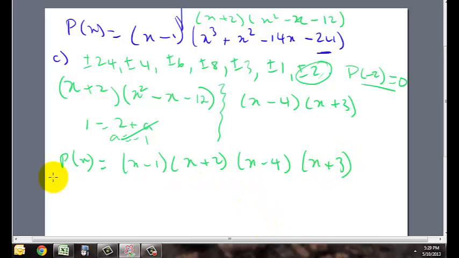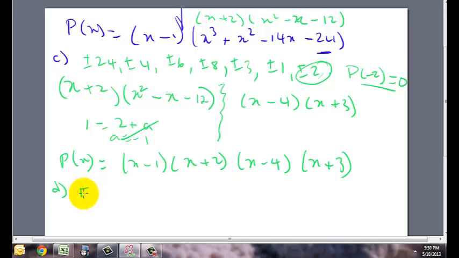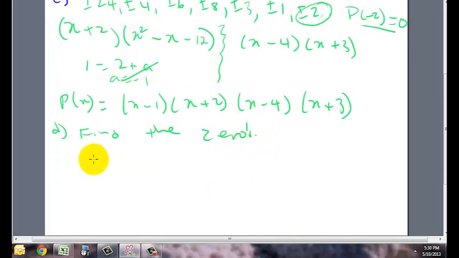And then part D says, find the zeros. Well, that's the easy part, right? You just let P of x equal 0. Therefore, x equals 1, minus 2, 4, minus 3.